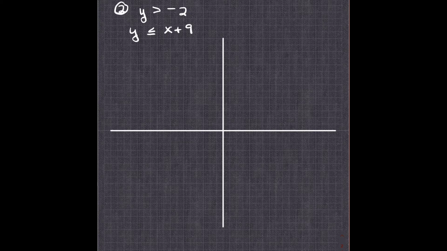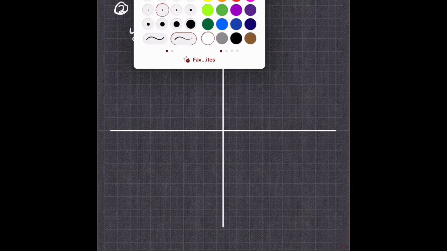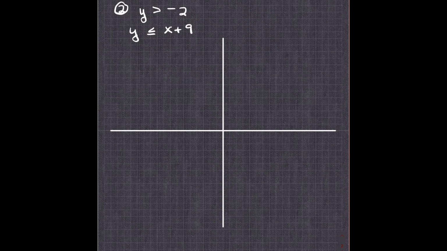So y is greater than -2 is going to be here where y is -2, and I'm going to have a boundary line that is horizontal here. There is no or equals to line, so this boundary line is going to be a dotted line. And then I'm going to be shading either above or below that. Since y is greater than -2, then I would be shading up here.